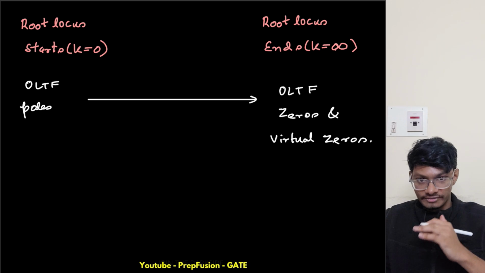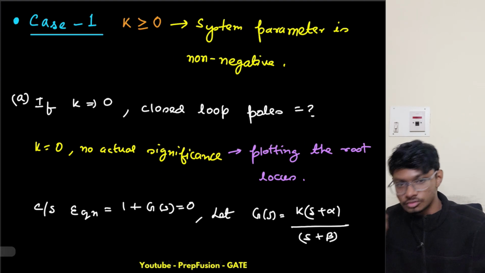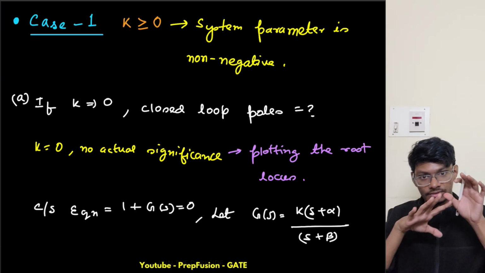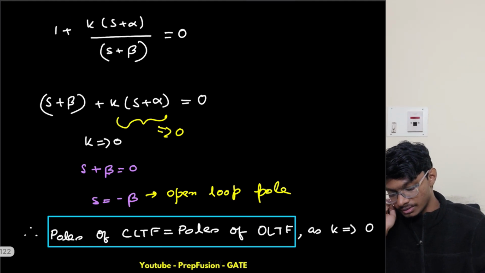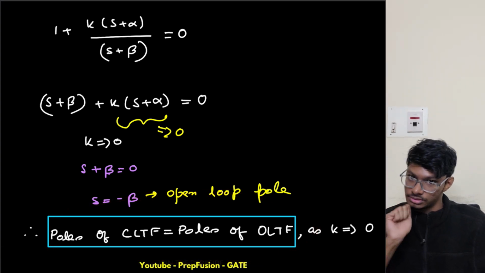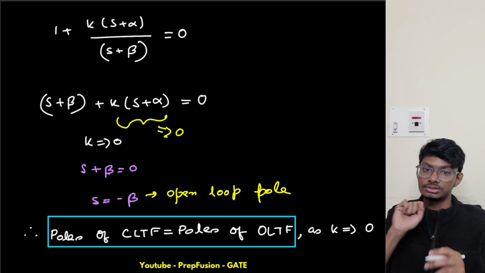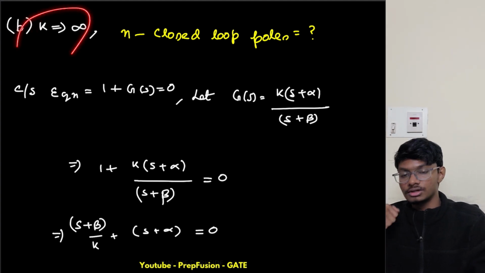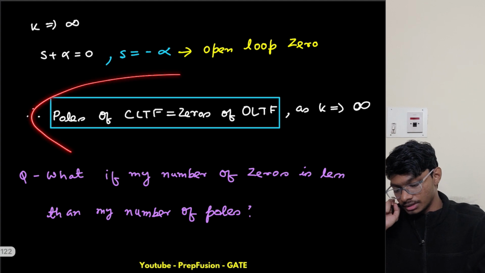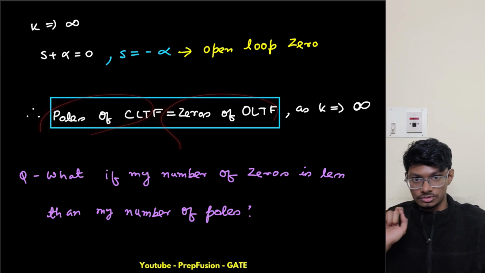Okay, this is how my root locus basic structure is. It's starting from my OLTF poles, as I saw here, right? As I tend k towards 0, you vary something from minima to maxima, so k is varying from minima 0 to maxima. So if I tend my k towards 0, what do I see? My closed loop poles tend towards my open loop poles. Now if I tend my k towards infinity, what is happening? My poles of CLTF will be equal to zeros of OLTF.